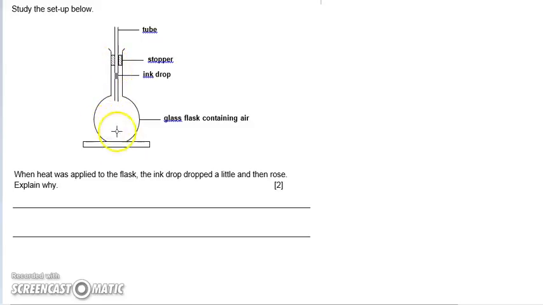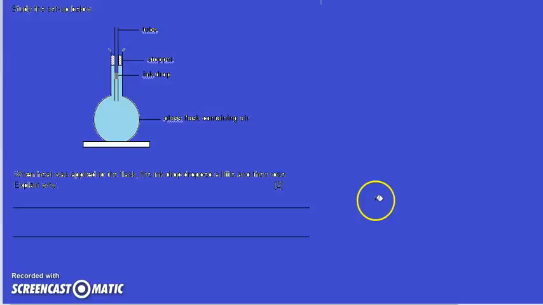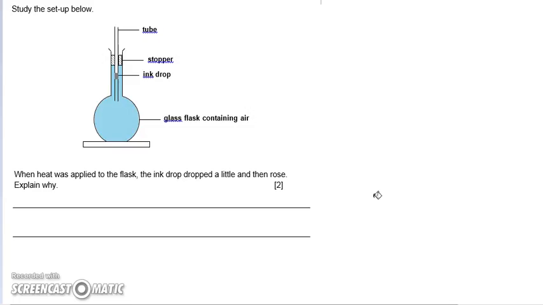Understand that the air inside here will not be able to escape. It can only escape through this tube, but it is being blocked by the ink drop. So basically, you can imagine all the air within this container is separated from the air that is outside the container. Okay, all right.